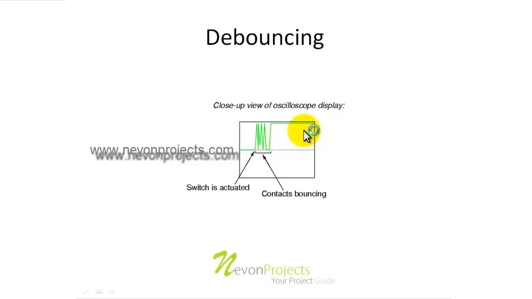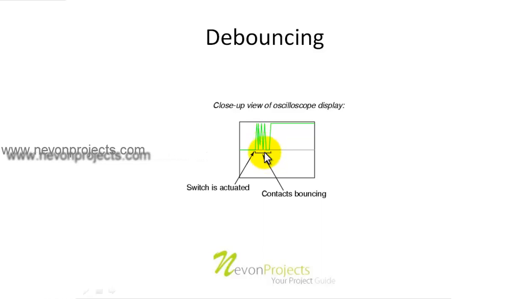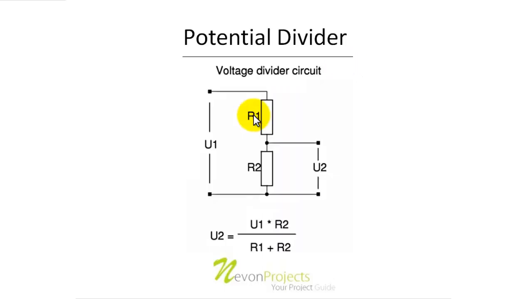So before a stable high there are multiple oscillations of the switch, and the reason for it is debouncing of the switch. So to avoid this condition of debouncing, we use a capacitor in parallel with the switch, so that it suppresses the debouncing conditions. Now let us move to the next section, that is the potential divider.